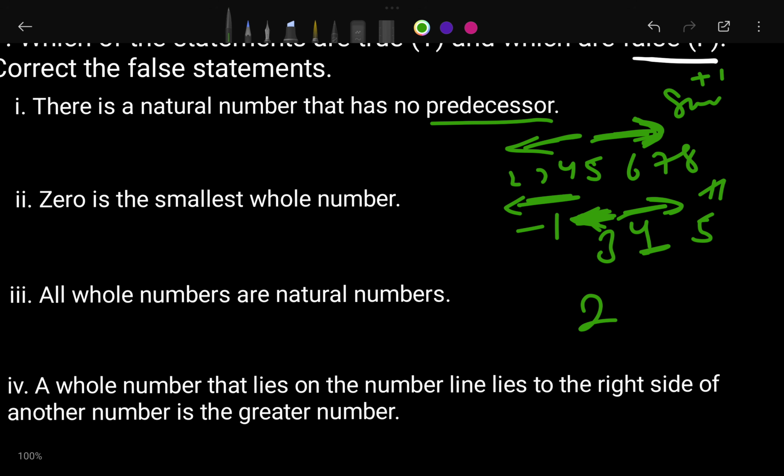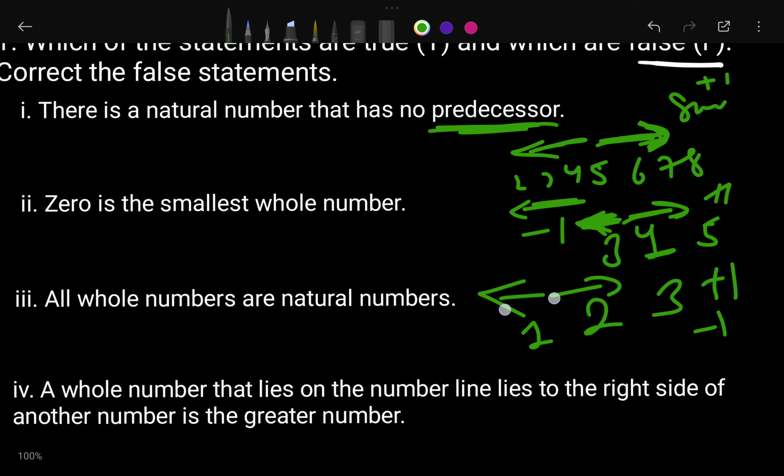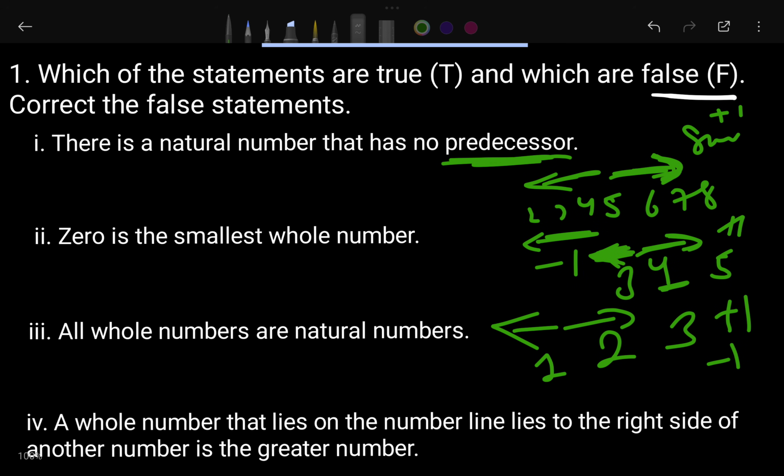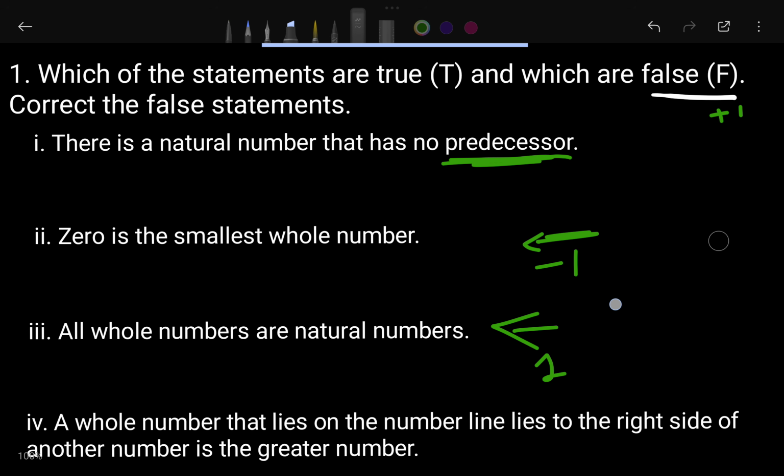Like this is 2. What is the successor of 2? It is 3. What is the predecessor of 2? It is 1. So whenever it asks about the successor, you have to add 1 to the number. If it asks for the predecessor, we have to subtract 1 from the number. I hope you understand. Now let's see this one, so I will erase this.